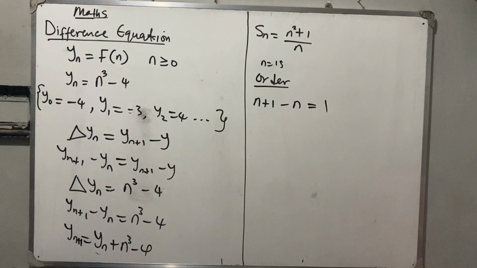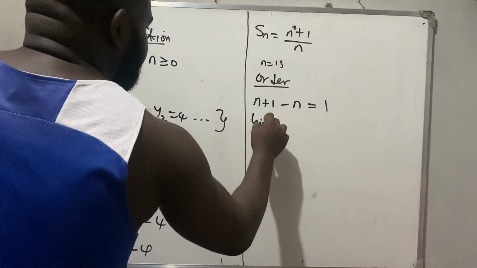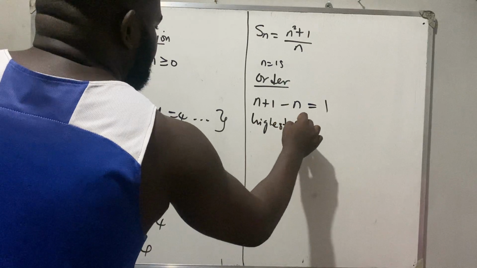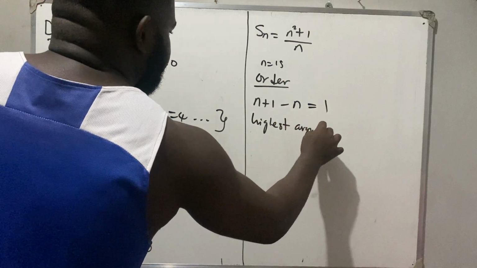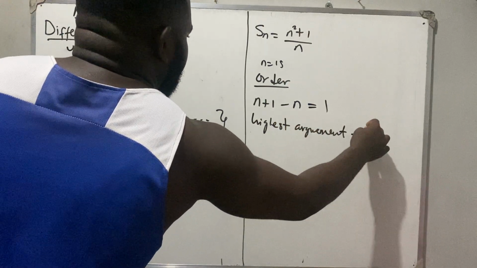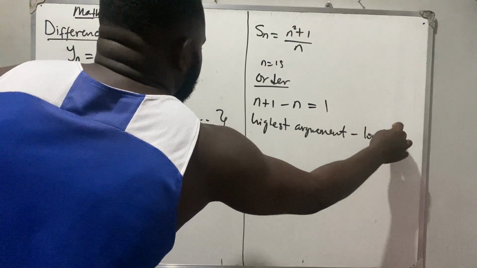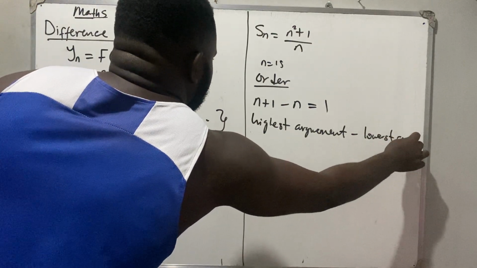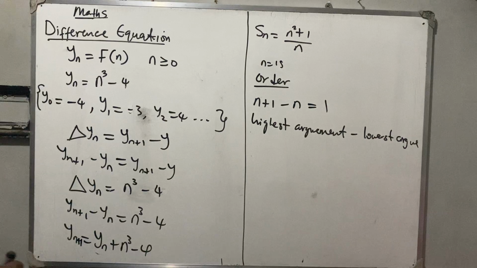So the order is gotten by the highest argument minus the lowest argument. Highest argument minus the lowest argument. So that is how to get the order of a difference equation.